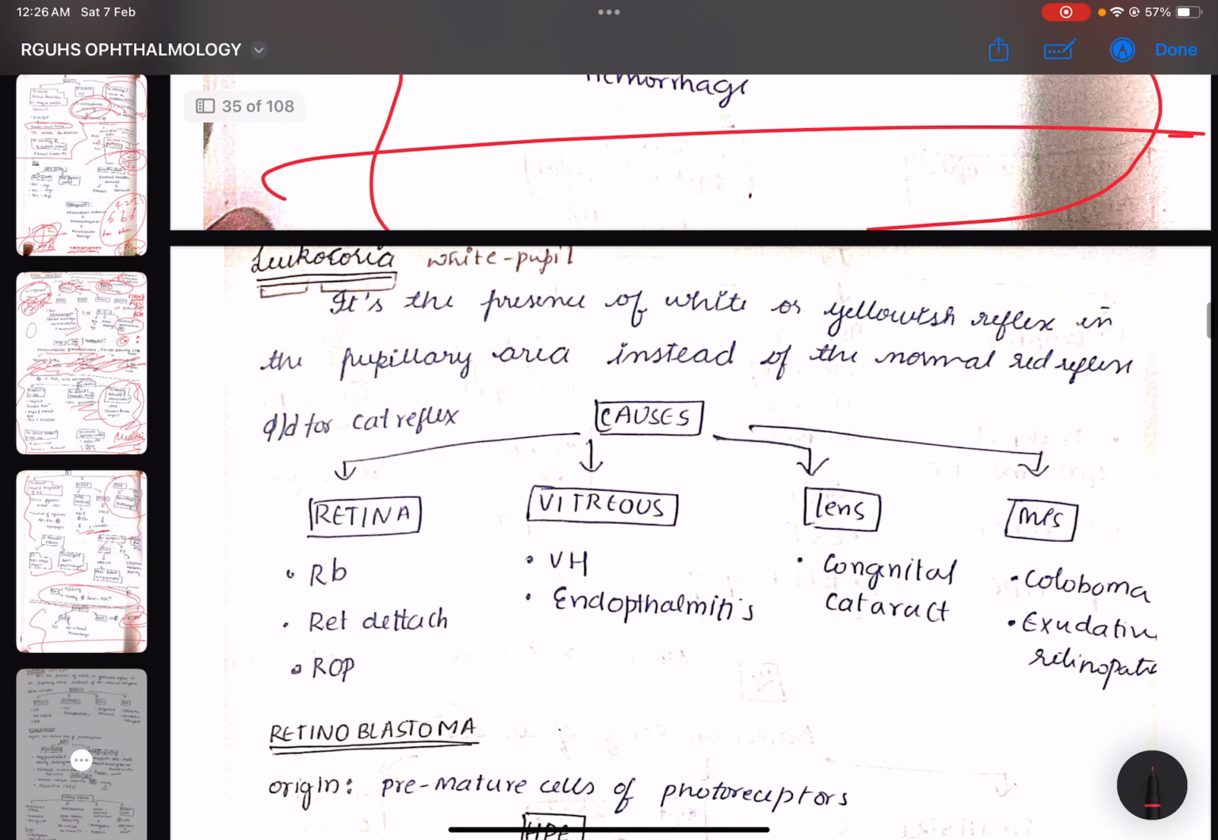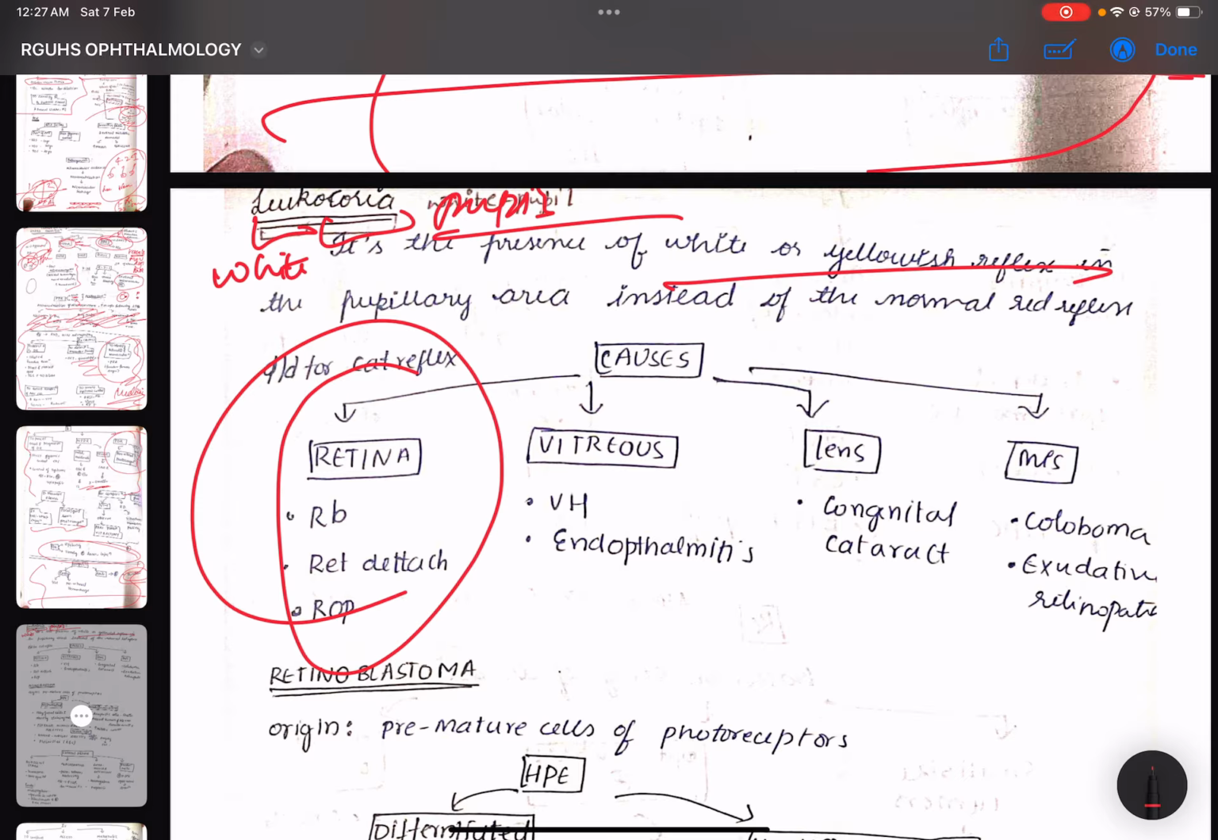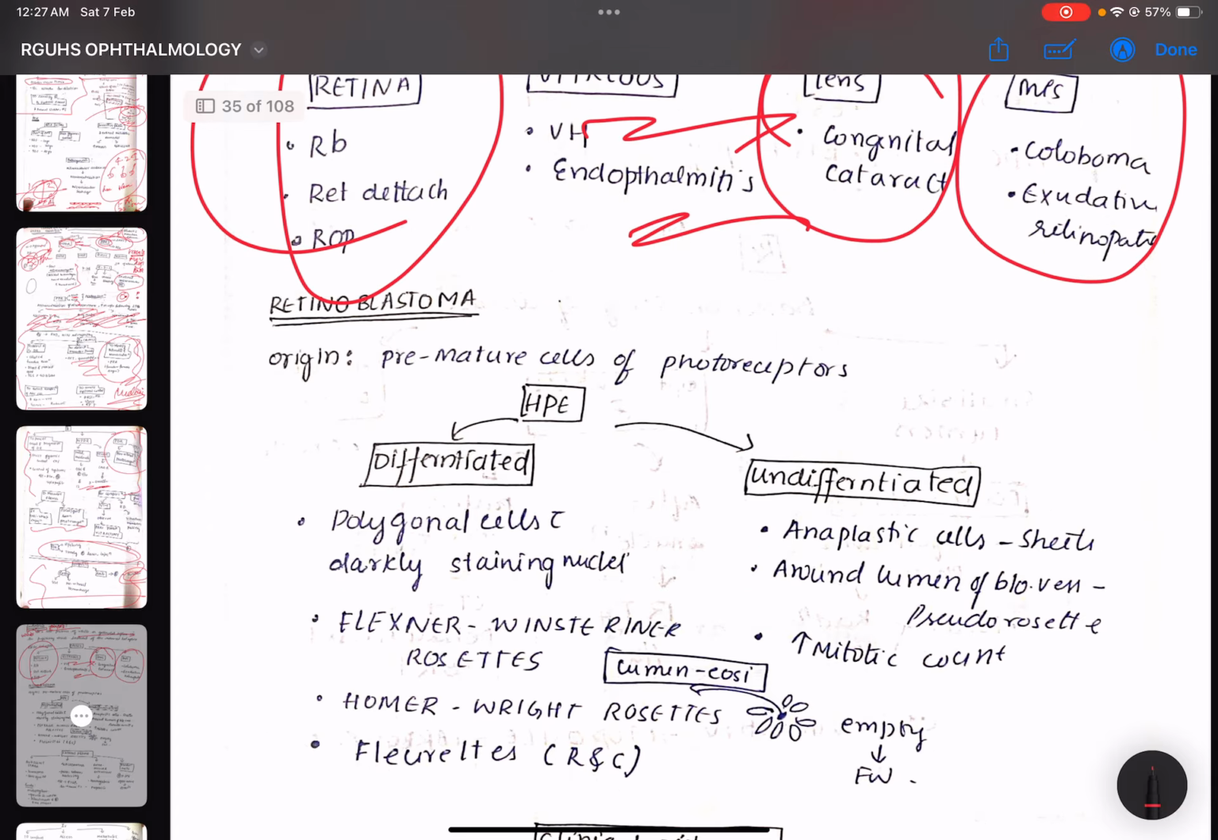Okay, now coming to leukocoria. What is leuco? Leuco is nothing but white. Coria is nothing but pupil. So you are getting a white pupil, that is a whitish reflex. One thing we all write is, obviously, retinoblastoma. Then other important things you can mention are vitreous hemorrhage, endophthalmitis and other conditions. In retinoblastoma, they have asked, so make sure you study it.